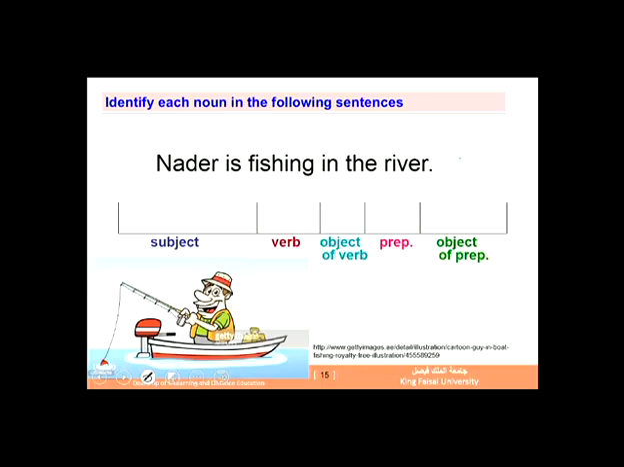Nader is fishing in the river. Subject, is fishing, the verb, preposition. Then we have the noun phrase, the river, which is the object of the preposition, which means there are cases where there is no object for the sentence. Nader is fishing in the river.